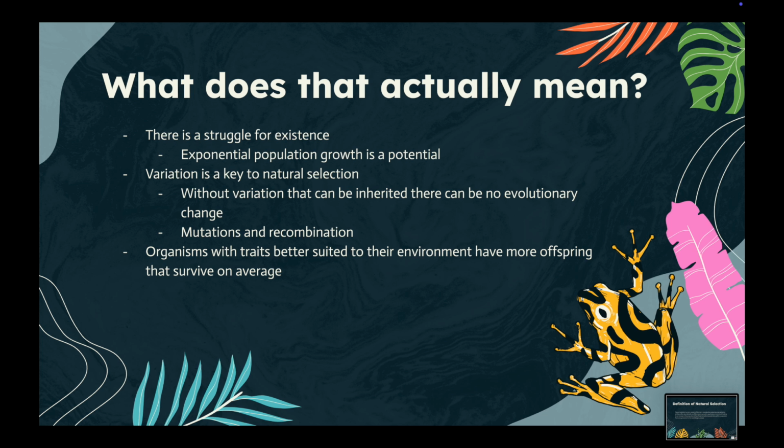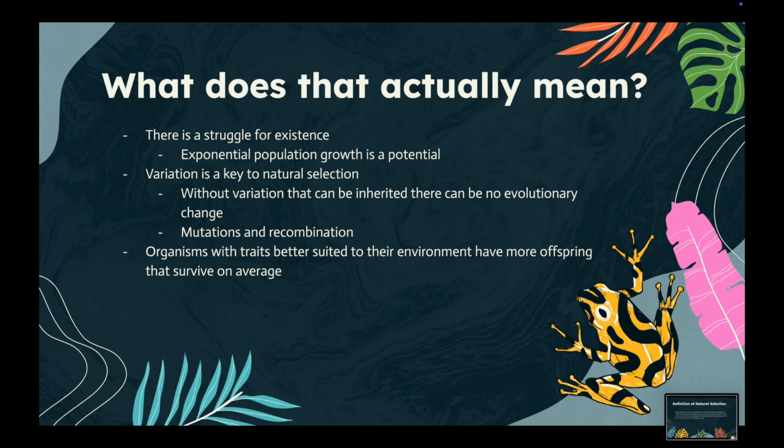So if an organism has a trait that makes it more suited to its environment, it's more likely to survive to the age in which it will reproduce and have offspring. And those offspring, if the trait is passed on to them, are more likely to survive to that age to have offspring as well. Whereas an organism that is less suited to its environment is less likely to reach that age of sexual maturity where it can have offspring, and its offspring are less likely to reach that age of sexual maturity.